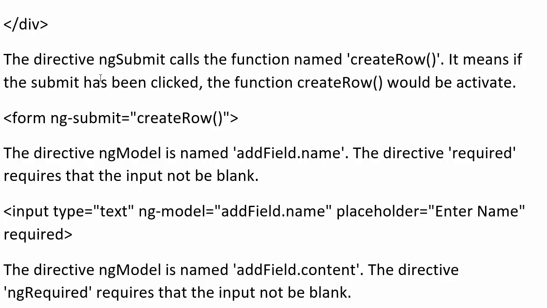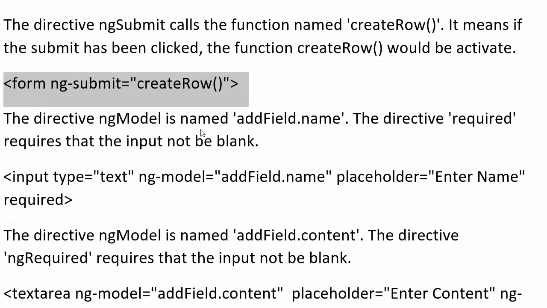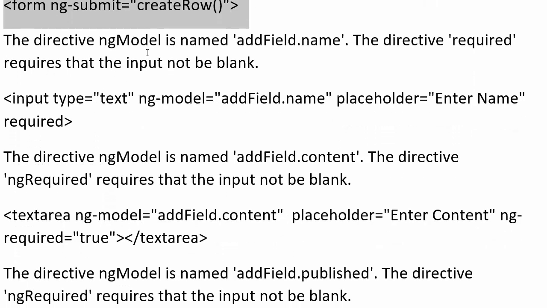The directive ng-submit calls the function named createRow. It means if the submit has been clicked, the function createRow would be activated. The directive ng-model is named addField.name. The directive requires that the input not be blank.